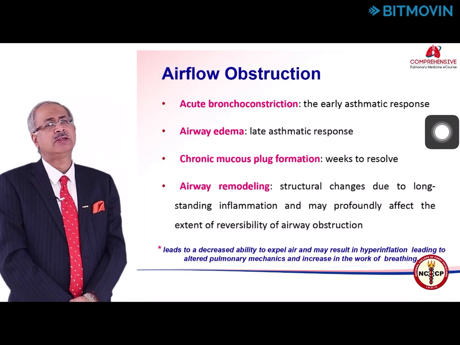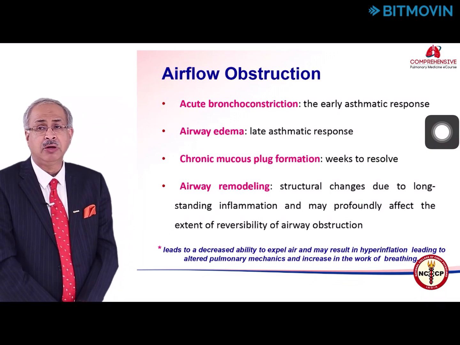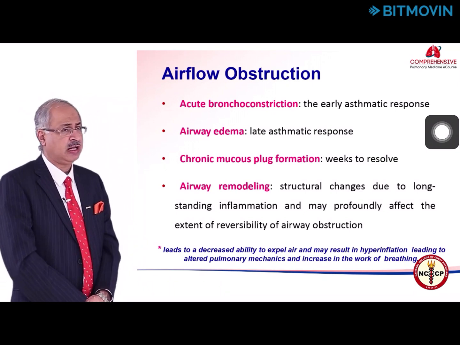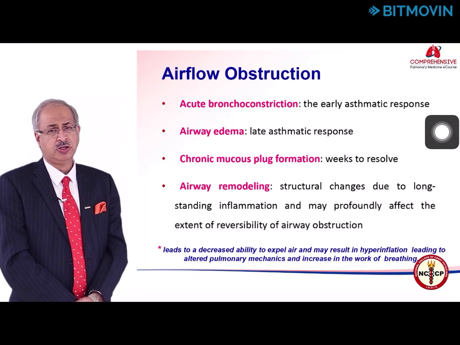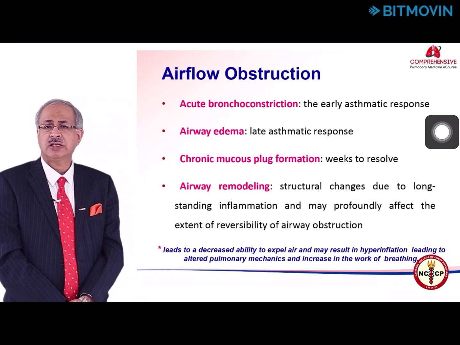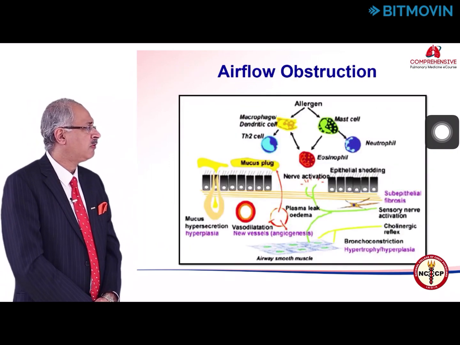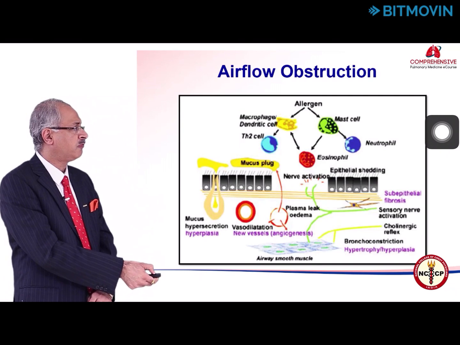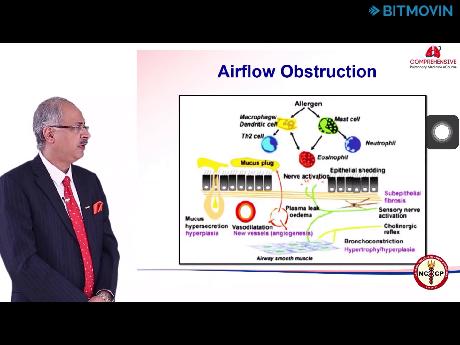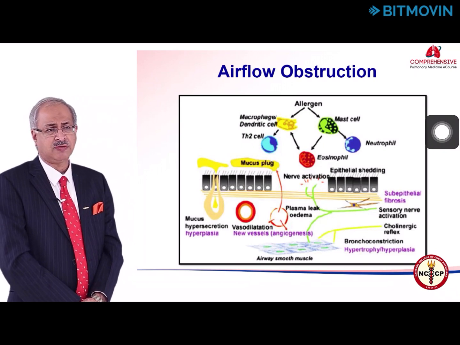What it simply means is that when there is airflow obstruction, it is relatively easier for air to get in, but difficult for the lungs to expel the air, resulting in hyperinflation, which leads to alteration of pulmonary mechanics and an increase in the work of breathing, because of which the person complains of breathlessness and tightness in the chest. Now, this is another cartoon which is explaining airflow obstruction. What we are seeing is that airflow obstruction is being produced, acting, as a review of what we discussed, through macrophages, dendritic cells, and mast cells, leading on to marked action on bronchial mucosa as well as bronchial musculature.